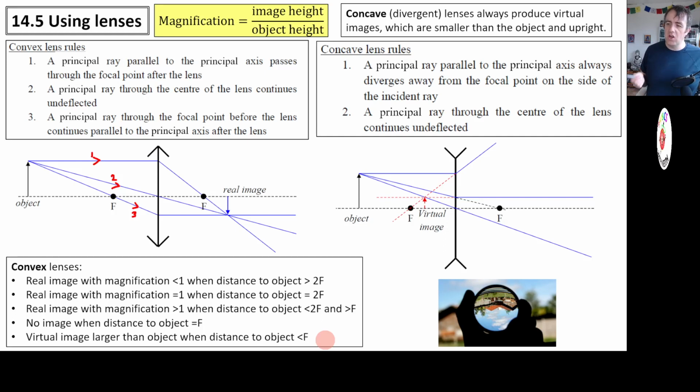So what about a concave lens? Well, they are divergent lenses. Diverging lenses. So the lenses diverge, the rays diverge from a point.